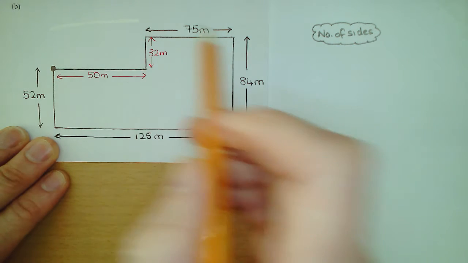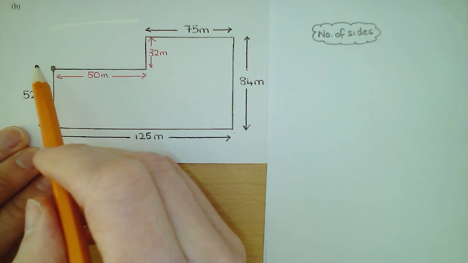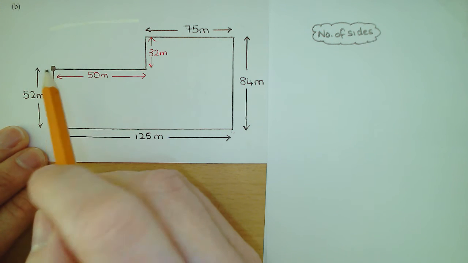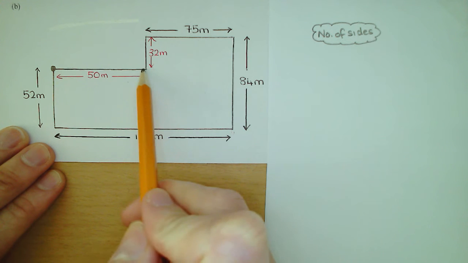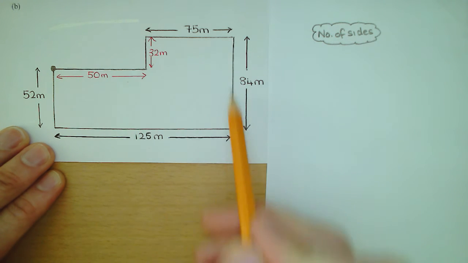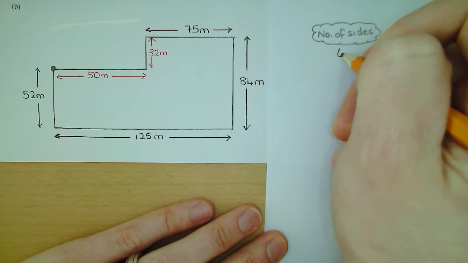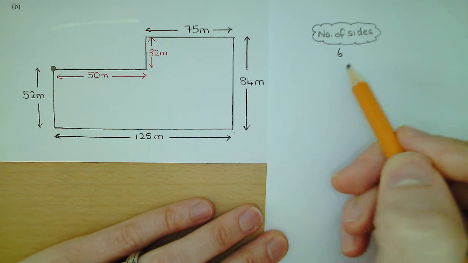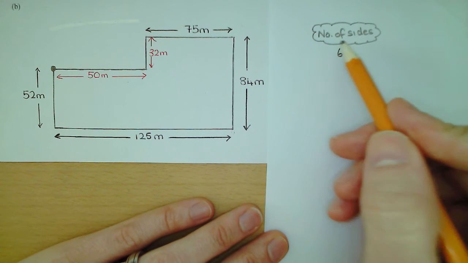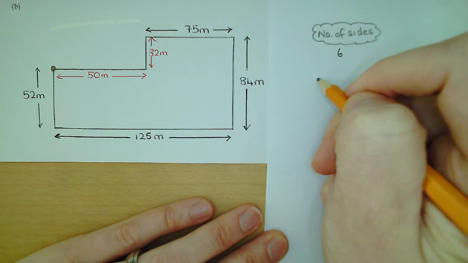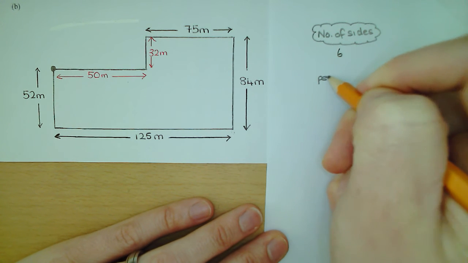And I'm going to move around the shape clockwise until I get back to the start. And I'm only counting the number of sides. So 1, 2, 3, 4, 5, 6. There are 6 sides. So that means when we're finding the perimeter, we should be adding 6 measurements together. So let's now work out the perimeter.